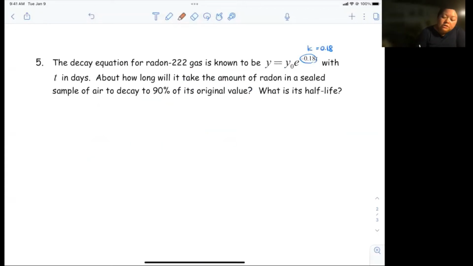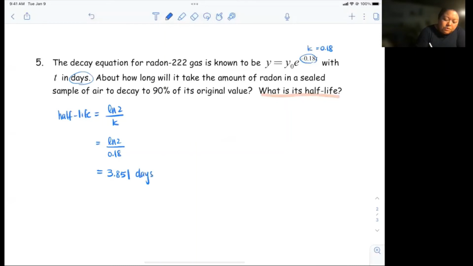So in this case, I'm actually going to answer the second question first. What is its half-life? Because if I recall in the second box above in my notes, half-life is equal to natural log of 2 over k. So I simply take natural log of 2 and divide it by my k here, and I will get 3.851. And now to look at my units, these are days. So this particular element decays really quickly. In roughly 4 days, it's going to decay to about 50%.